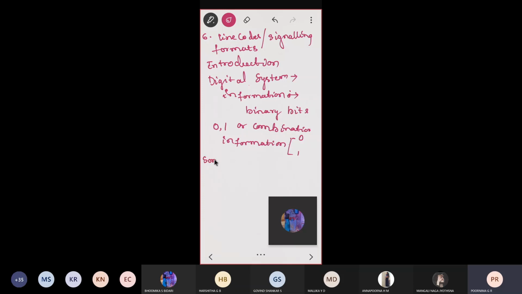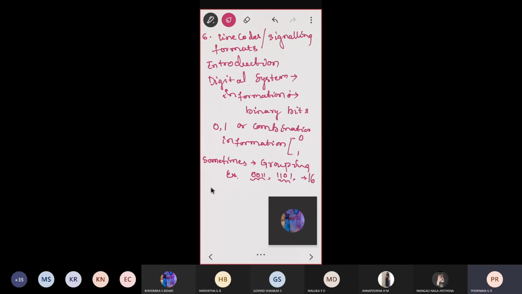Sometimes instead of transmitting 0 and 1 individually, we group zeros and ones in combination. For example, 0 0 1 1 is one example, and 1 1 0 1 is another example. How many bits are we grouping? 4 bits. So when I take 4 bits to group digital information, how many combinations can I get?